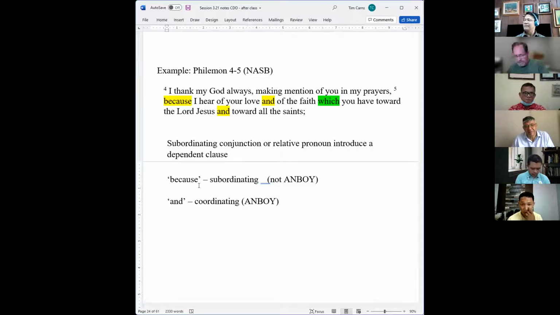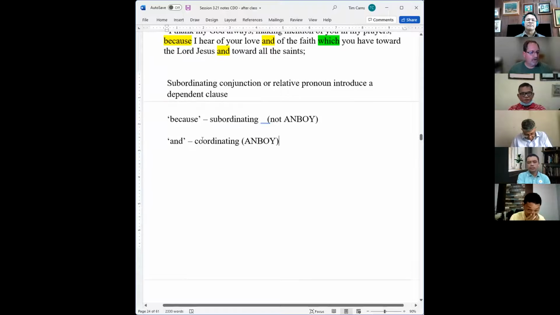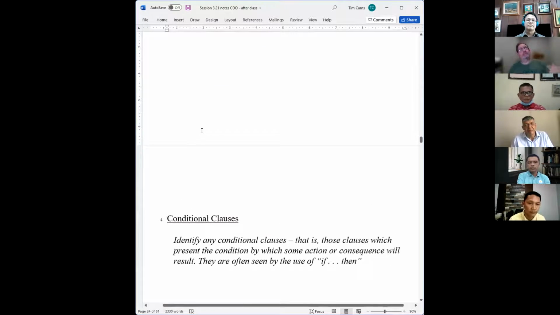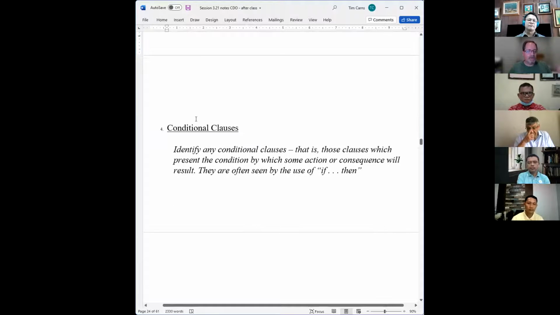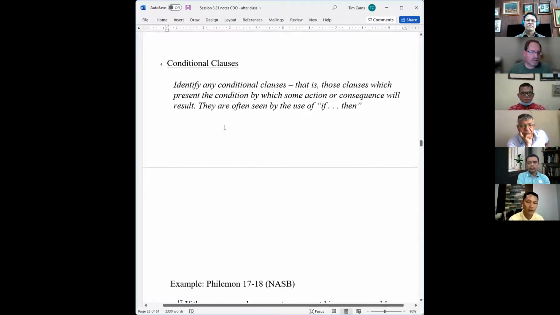Okay. And then all you want to do is go back and look at your diagram and make sure that I identified that correctly when I diagrammed the passage. Okay. So verbs, pronouns, conjunctions, and then you want to look for any conditional clauses. Now those would seem pretty easy because all you want to do is look for the word if. All right, do I see the word if anywhere? And that's going to tell me it's conditional.